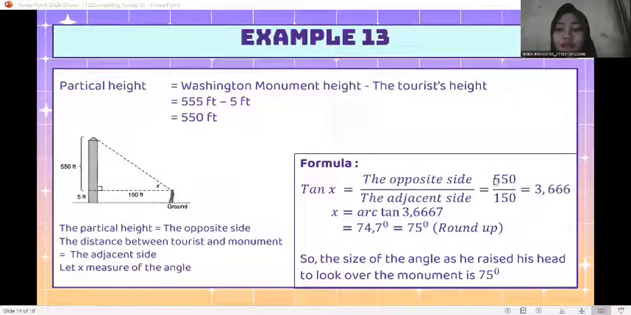So 550 divided by 150 equals 3.6667. On both sides we take the inverse tangent. So x equals arctangent of 3.6667, and x equals 74.7 degrees, and we can round it. So x equals 75 degrees. So the size of the angle as he raises his head to look over the monument is 75 degrees.